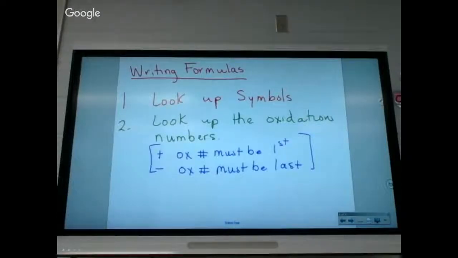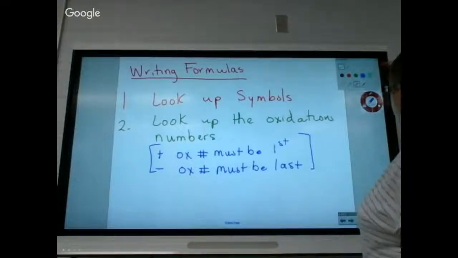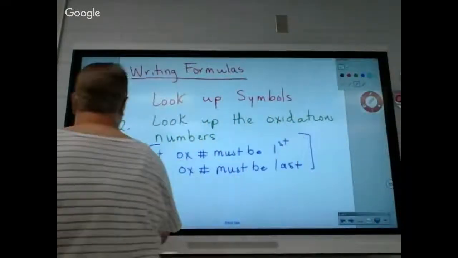You know what? I can't find my pink pen. I am sincerely sorry. You don't have to change colors. I'm just doing it so that I can point to stuff. Here it is.